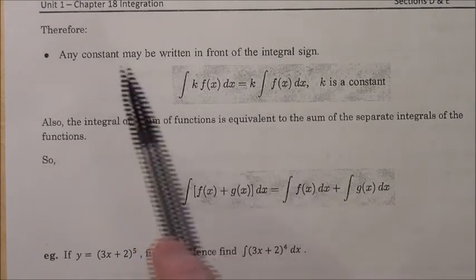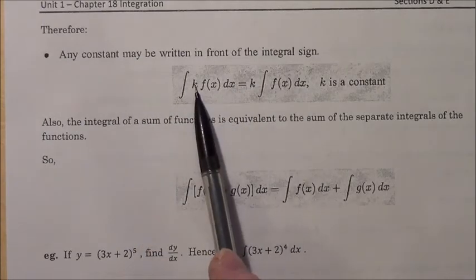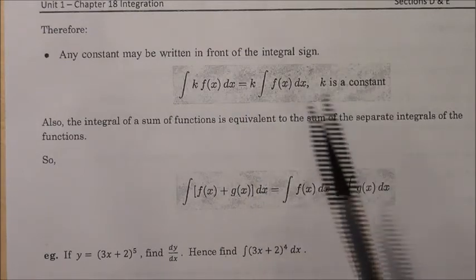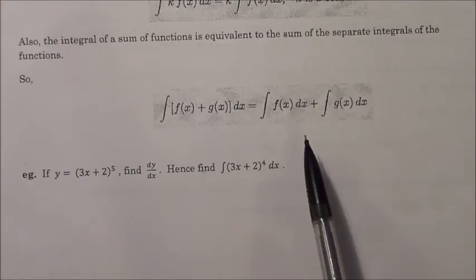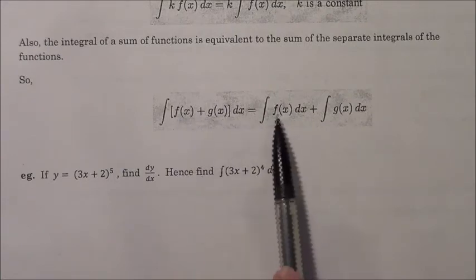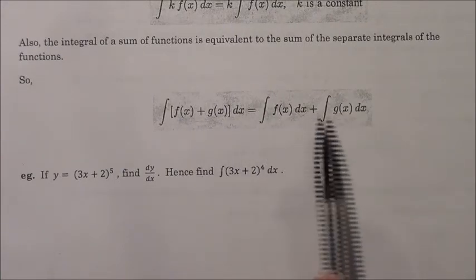And so here's just a couple of rules. Any constant in front of the function can be brought in front of the integral sign, and the integral of some sum of functions is just the sum of the integral of the two functions.